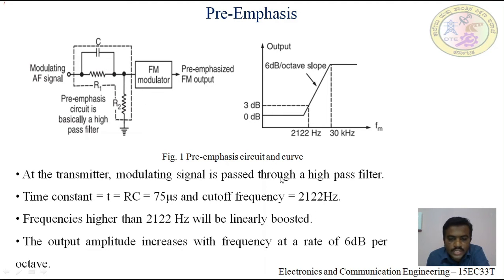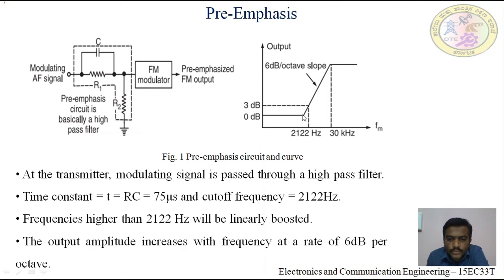It means for signals which have the frequency 2122 Hz, this circuit provides lower amplification. As the frequency of the incoming modulating signal increases above this value, the amplification provided by this high pass filter will also increase. This high pass filter provides the amplification at the rate of 6 decibel per octave. This is shown in this curve.